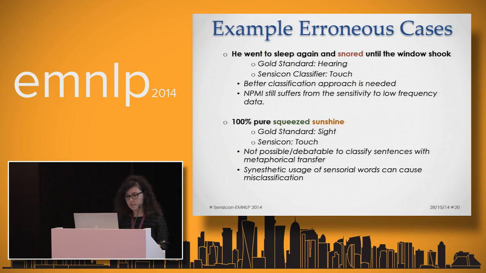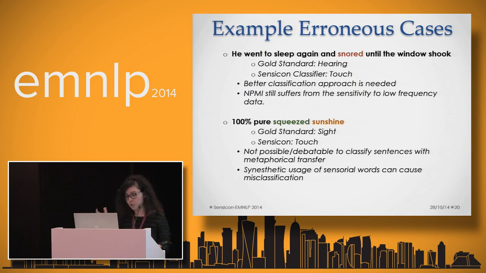As the last page, I'm going to explain some erroneous cases in this task. The first one is a story sentence. "He went to sleep again, snored until the window shook." Here, our gold standard says it's a hearing sentence, but the Sensicon classifier classified it as a touch sentence.